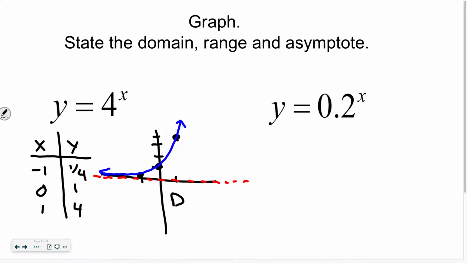I don't think the book says it, but I want you to practice domain: x equals all real numbers. Range, y is greater than 0. Asymptote, y equals 0. That will make transforming them a little bit easier, at least. Practice it now. Okay. Now, can you imagine what this graph is going to look like?